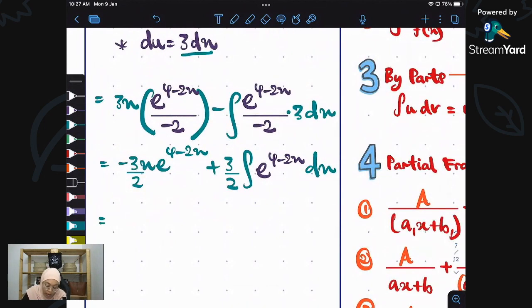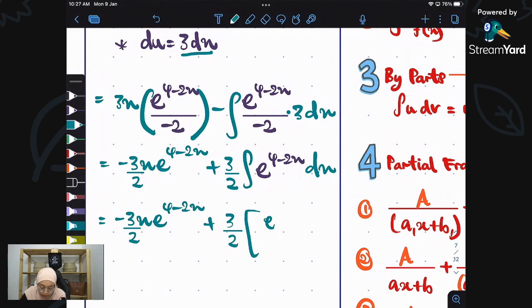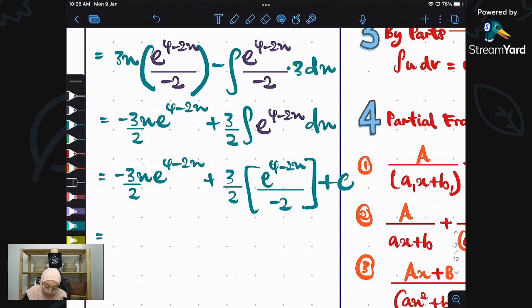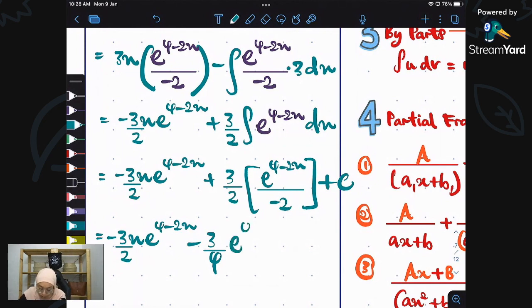And so I only need to solve the back part here, which will give me the answer of e to the power 4 minus 2x over -2, and then I must not forget to put plus c. Therefore, my final answer is -3 over 4, it's a new answer, okay? -3 over 4 times e to the power 4 minus 2x, closed with plus c. That's it. That is my answer for this question number 5.